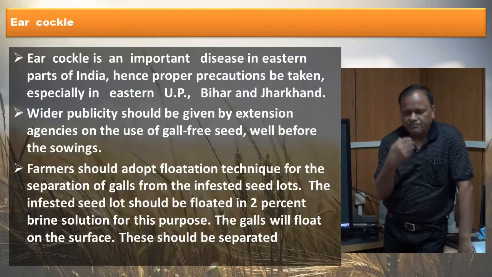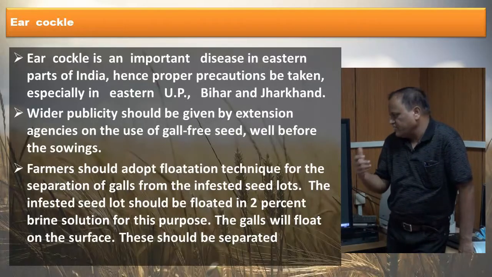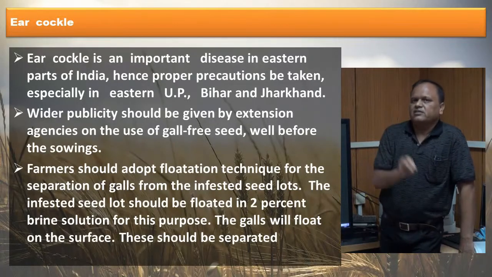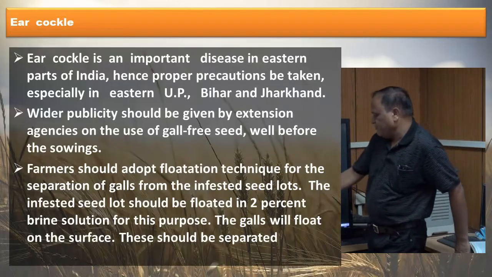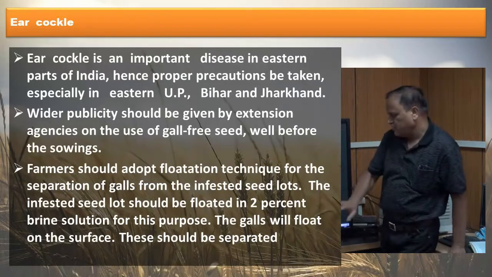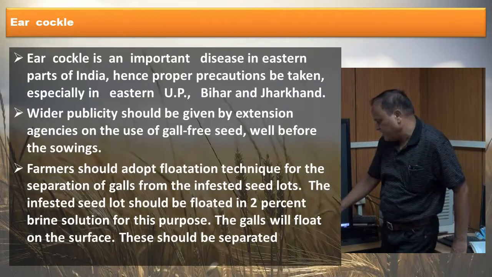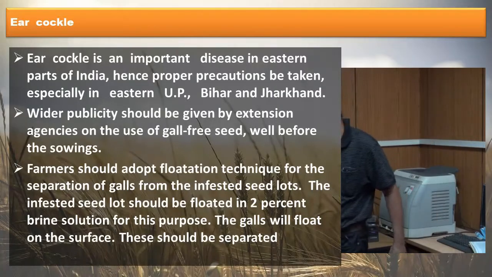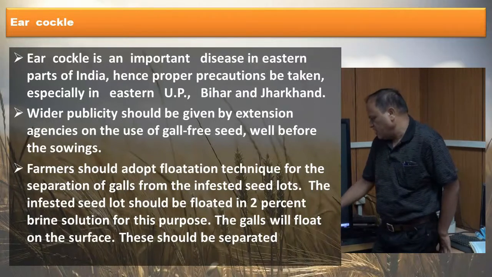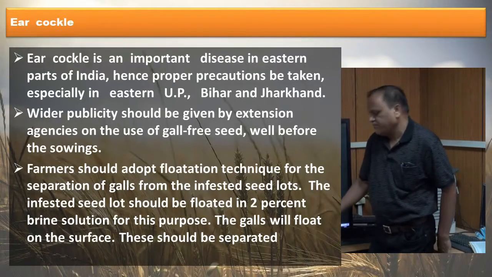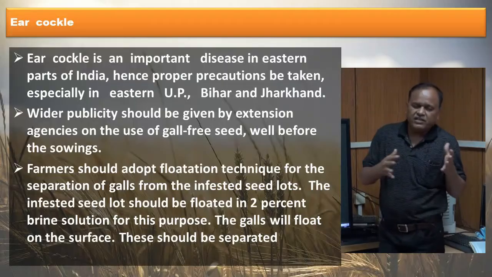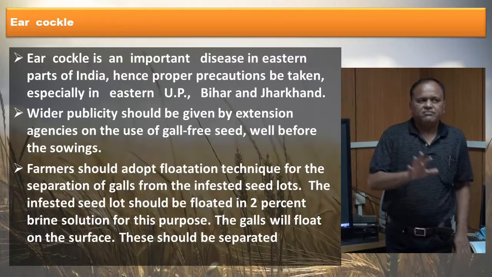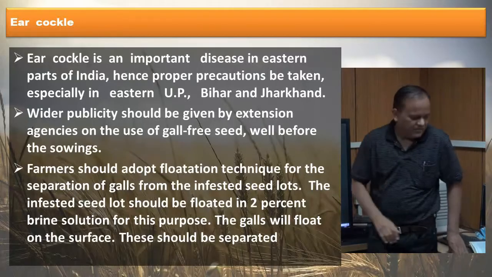So, how can we get the gall-free seed? It is very essential, and farmers should know well. What should farmers do to get gall-free seed? Farmers should adopt the flotation technique for the separation of galls from the infested seed lot. The infested seed lot should be floated in 2% brine solution, that is, salt solution. The galls will float on the surface and should be separated. So the farmer can easily get gall-free wheat seed by applying 2% brine solution, that is, salt solution.